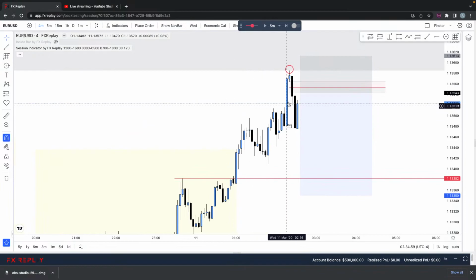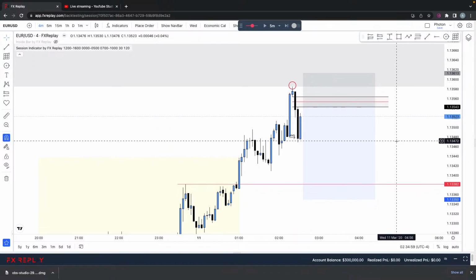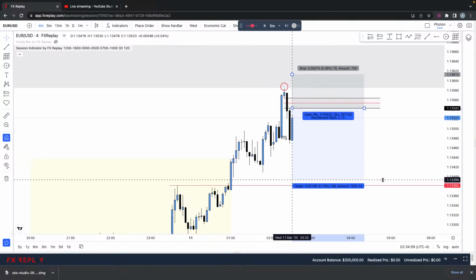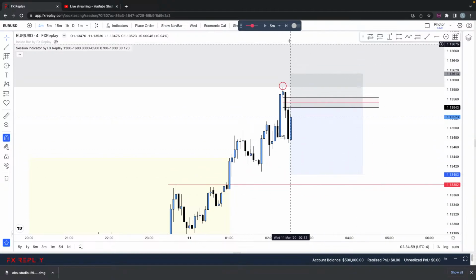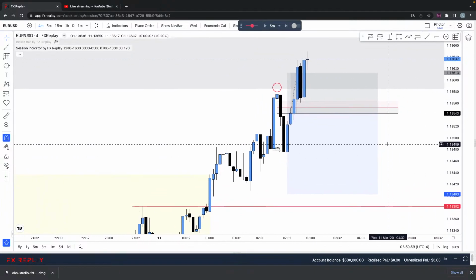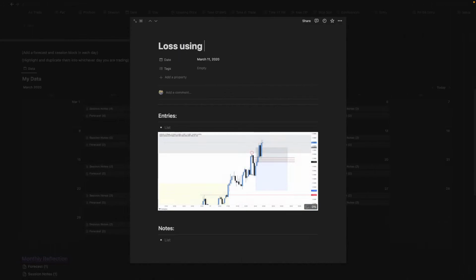So sweep, break of structure, fair value gap formed on the 4 minute. Break of structure at 228, so it's pretty early into the zone. So let's see what happens. And standard 2R for now. Okay, let's see. And we get taken out immediately. Okay, so we'll go here. Loss using new refinement or new method.